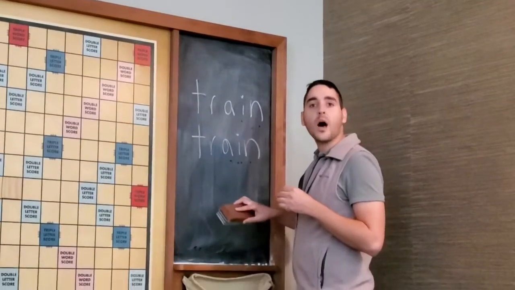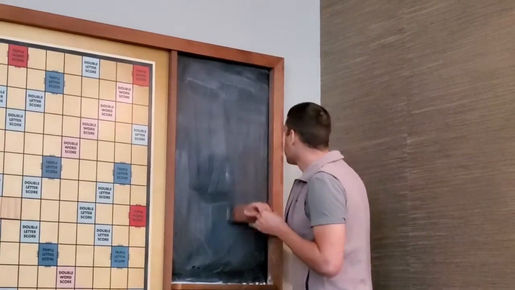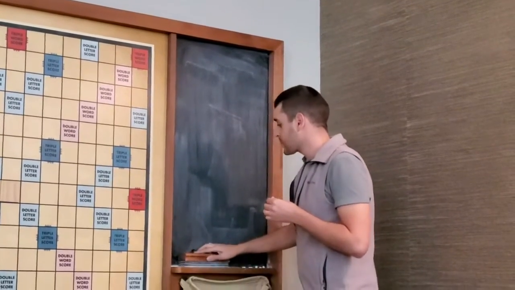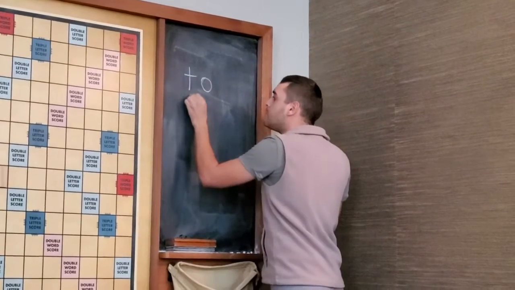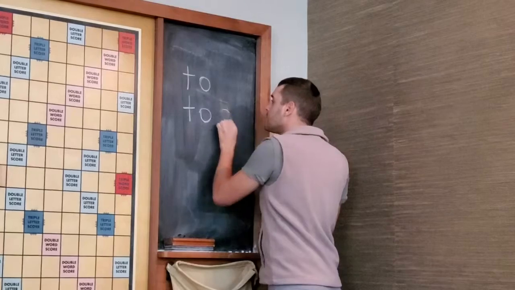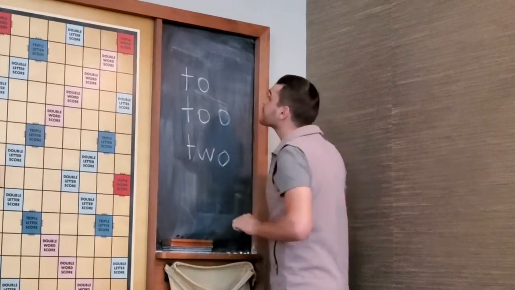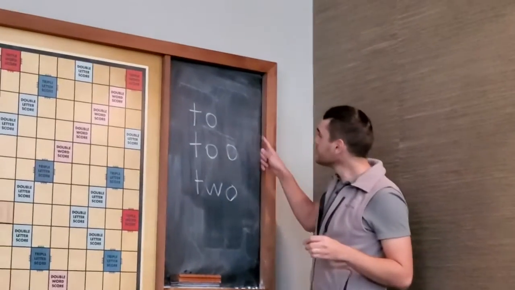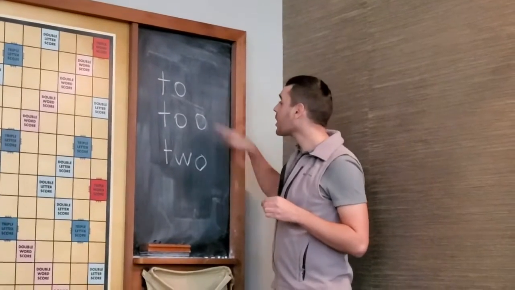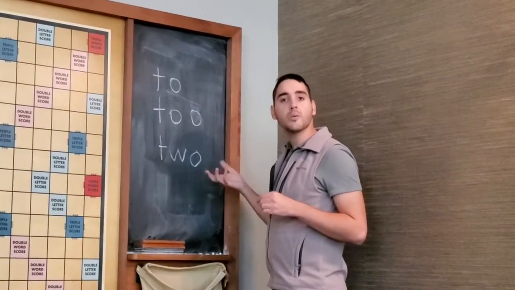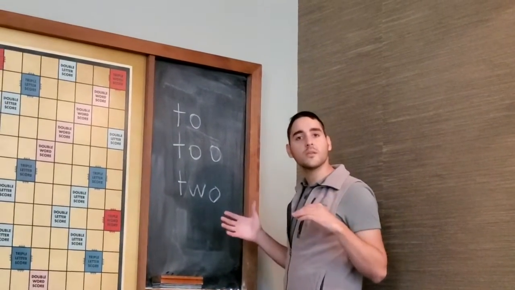Next, let's move on to the homophone. Here we have two, and two. Now, these are more obvious because they're spelled differently, but they're pronounced exactly the same. So we call them homophone, or similar sound.